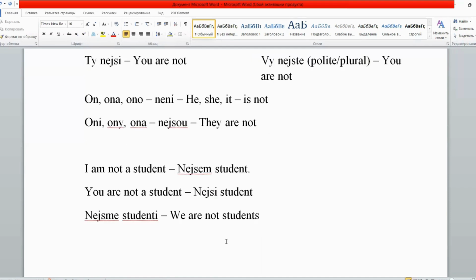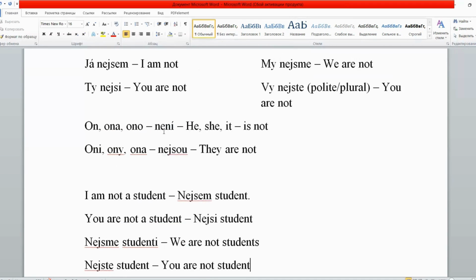You are not students. In the polite version or in the plural, you are not a student: nejste student. Nejste student. Pay attention here. Nejste student. You are not a student.